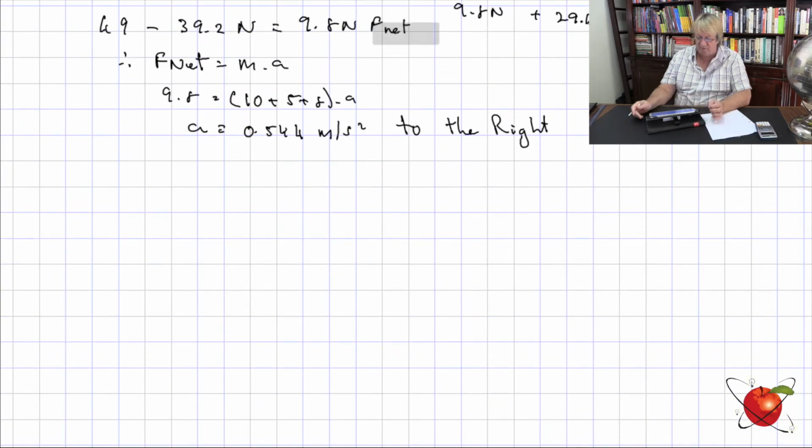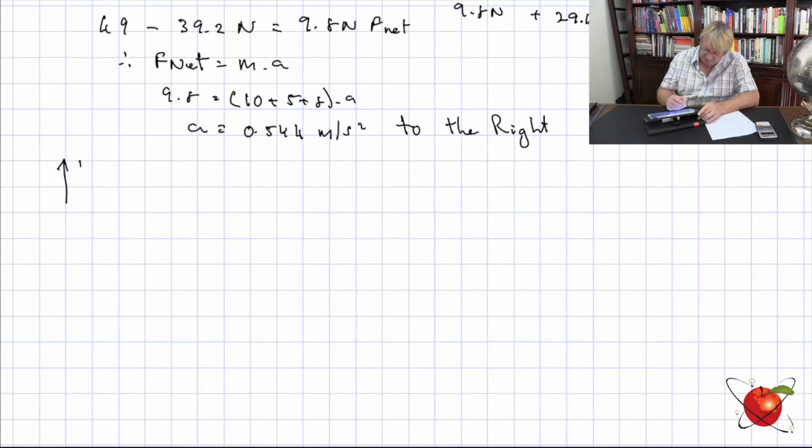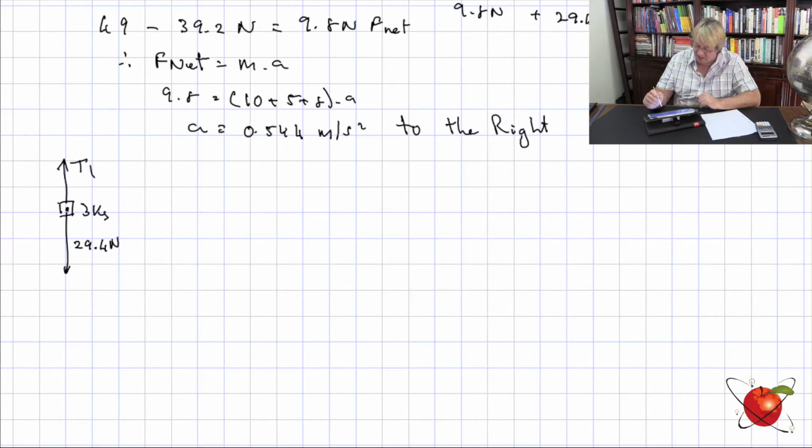Okay. Well, once again, let's go to the left side and we say, what did we have there? We had T1, right? And we had 29.4 down. Remember, this was our 3 kilogram block. Now I always go and I put in my acceleration. I say, you are also accelerating up at 0.544 meters per second squared. That's to remind me.